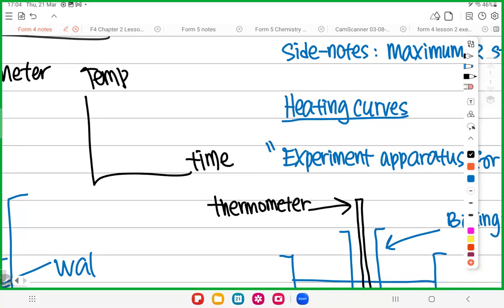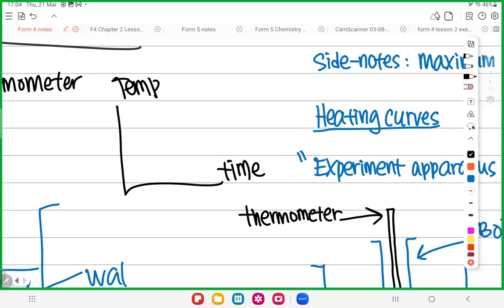For the heating and cooling curve, can anyone remember what the shape of the graph is? The shape of the graph is a staircase, isn't it? If the staircase is going up, it's a heating curve. If the staircase is coming down, then it is a cooling curve.